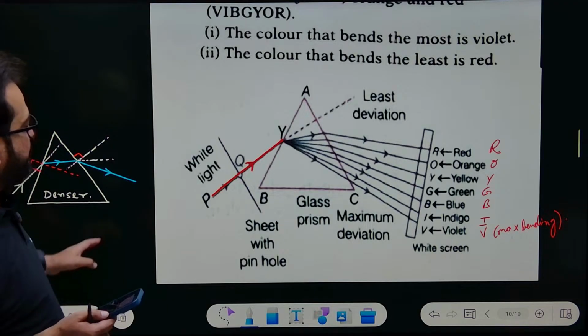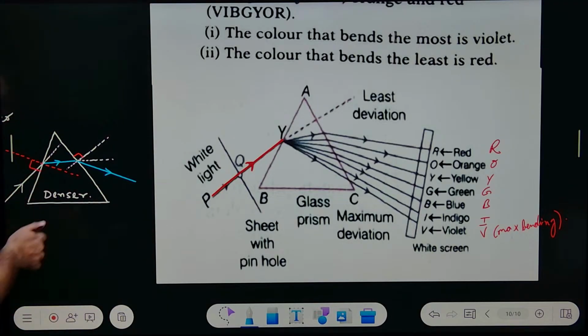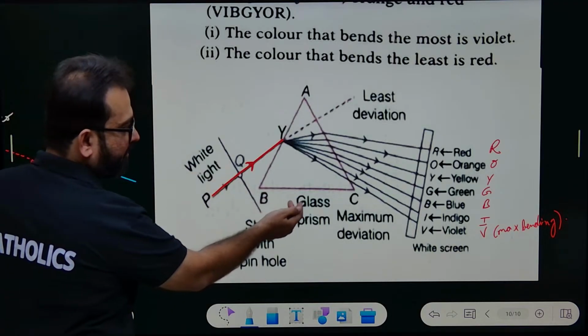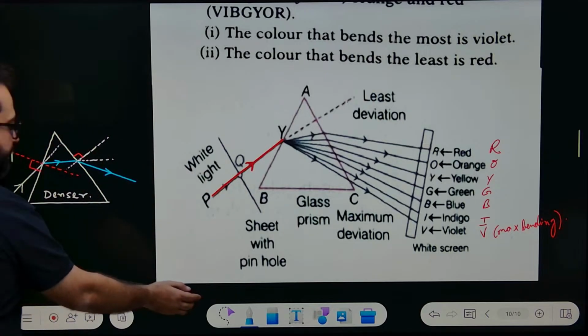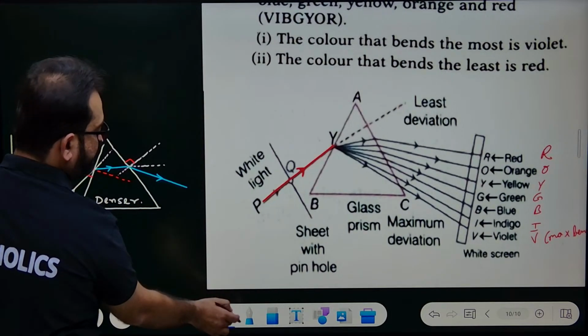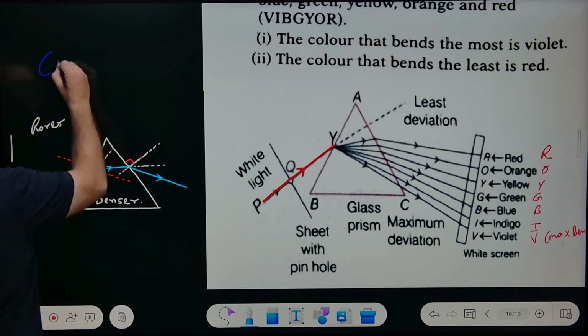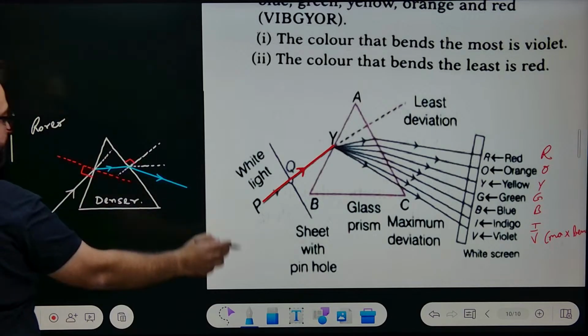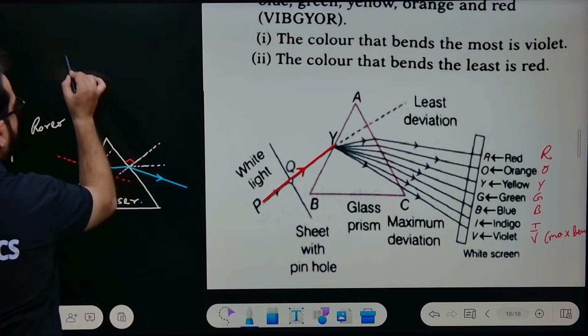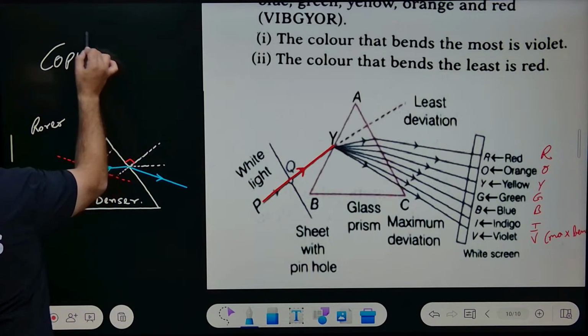Sorted. You must copy this. This diagram you must copy. This diagram you must already be having in your books. Must copy this diagram. Copy this. Try to draw yourself. Okay. Giving you 1 minute. Copy this.